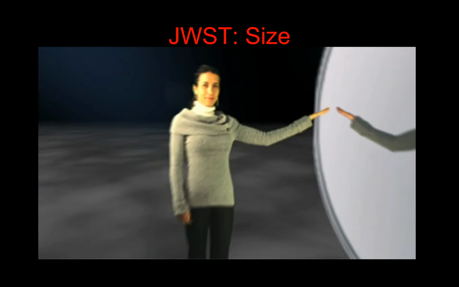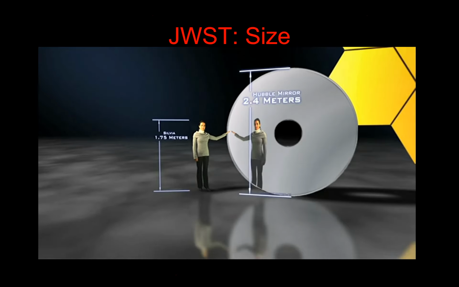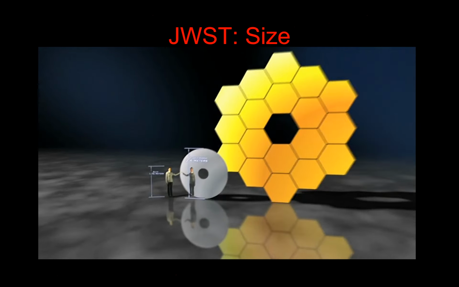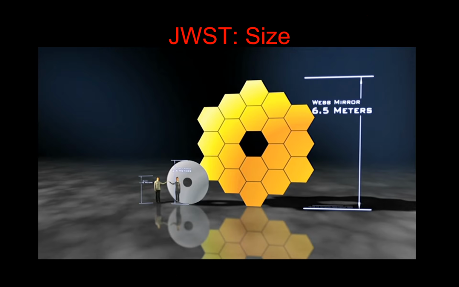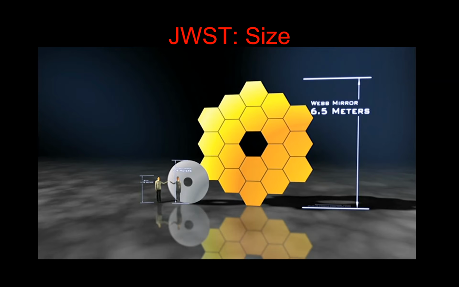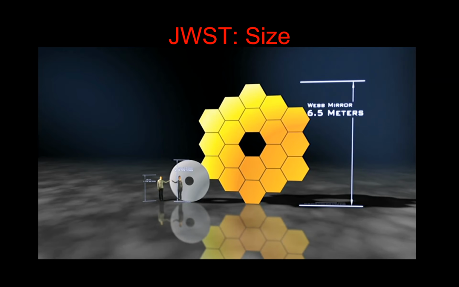And here's its size. Here's an astronomer of about 2 meters high. There's the Hubble mirror at 2.4 meters. And there will be the size of the Webb mirror at 6.5. And once again, instead of one mirror, we're looking at a segmented hexagonal mirror made up of lots of smaller mirrors.